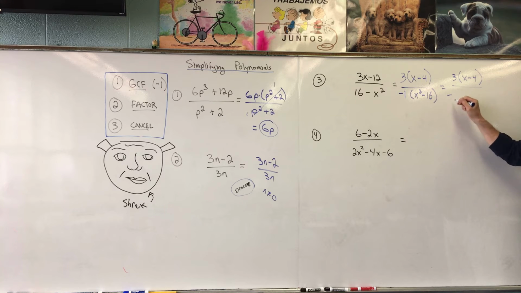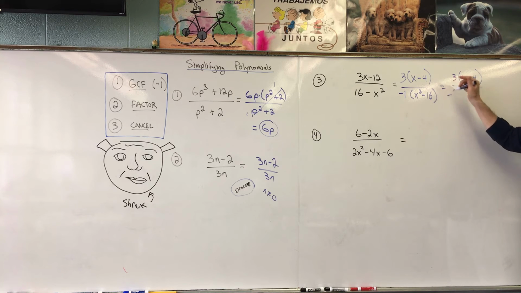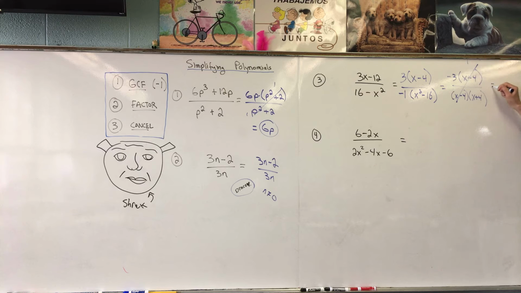This would be -1. Do you remember what I told you to do with the -1 yesterday? I told you to take that -1 and put it right up to the top. So that's what I'm going to do right now. I'm going to move the negative up there. And then this factors into x minus 4 and x plus 4. So x minus 4 matches x minus 4 here, so that cancels out to 1. And the final answer is going to be -3 over x plus 4.